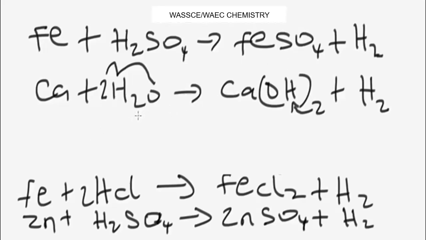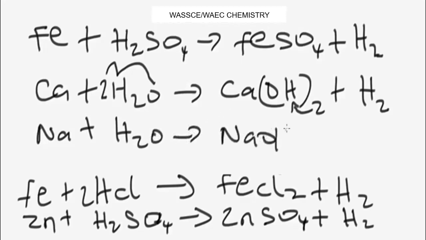So when metal reacts with water, the output is usually a metal hydroxide and hydrogen gas. Okay, so this is basically what you have to know about the reactivity series of metals with acids and water. Now let's look at one more example under metal and water. This is sodium reacts with water. So the output will be sodium hydroxide plus hydrogen gas.